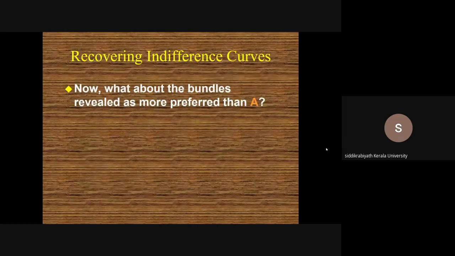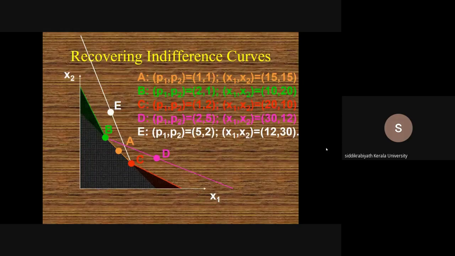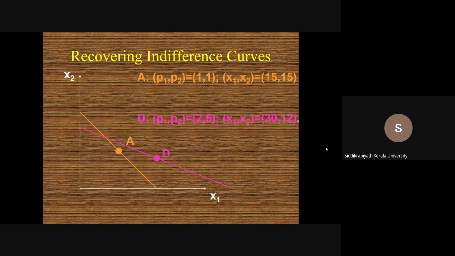Okay. Now, what about the bundles revealed as more preferred than A? Now, there are bundles which are better ones. Okay, two bundles. What are these bundles? E and D. Okay, because A, B and C are now rejected. Now we are only left with D and E, right? Now, these two are very important.